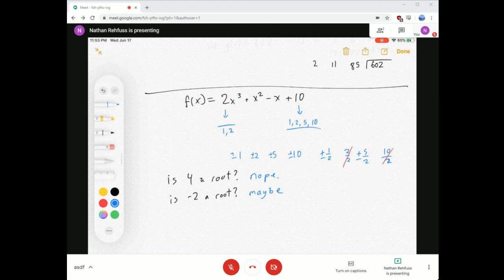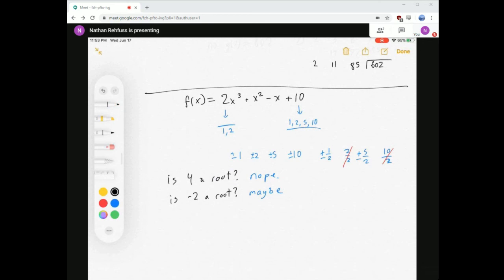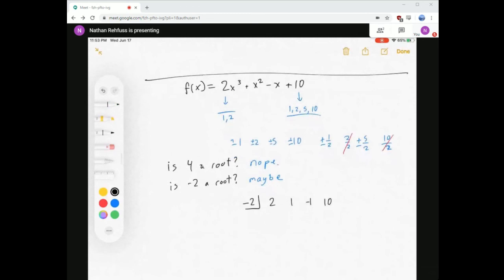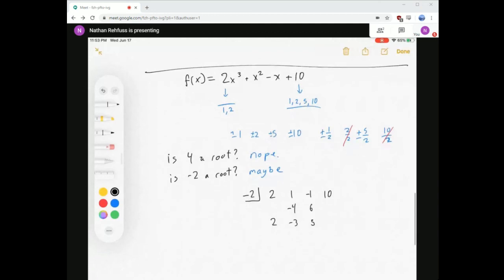So to find out if -2 is a root, I'm going to put it in a box and write down my coefficients, 2, 1, -1, and 10. And we synthetic divide, bring the 2 down. Now to go up a row, we multiply by c. So 2 times -2 is -4. To go down a row, we add. 1 plus -4 is -3. Multiply, +6. Add, +5. Oh, good news. Multiply, -10. Add, remainder of 0.